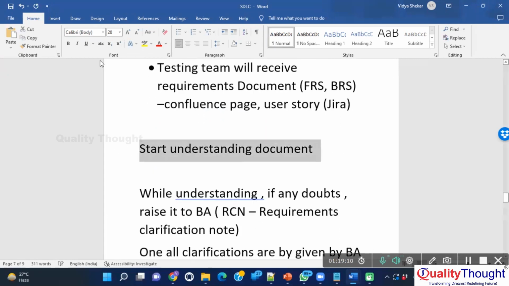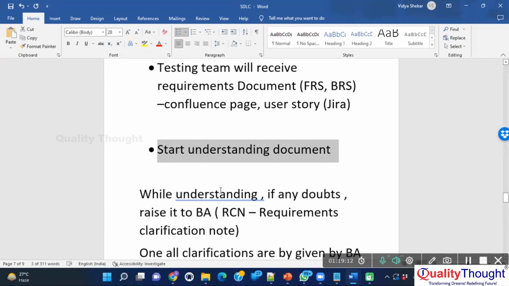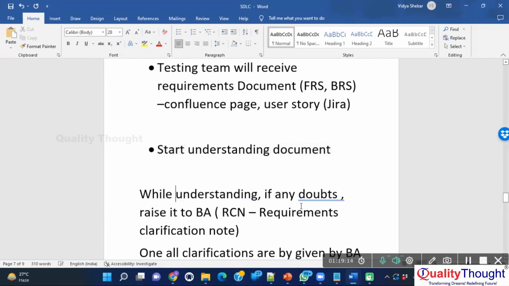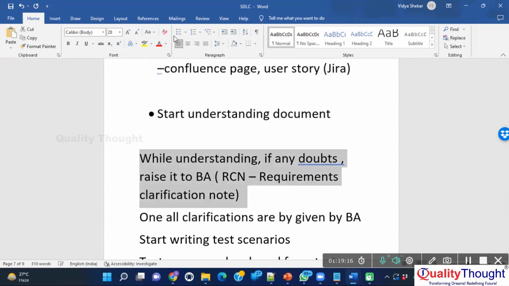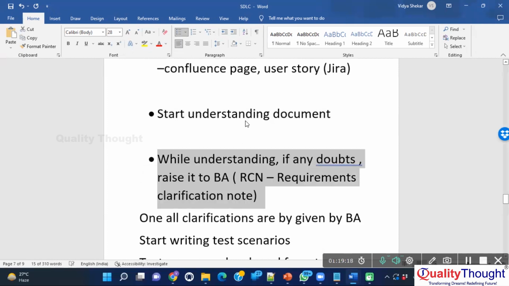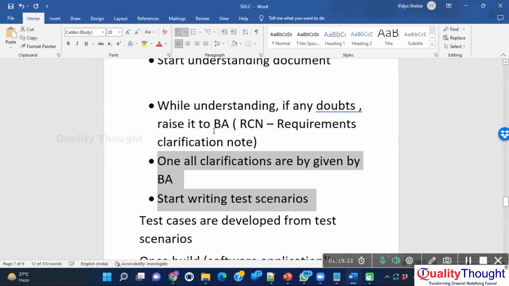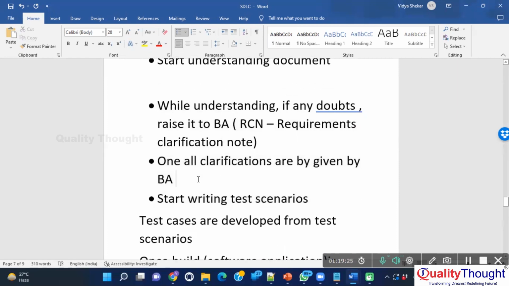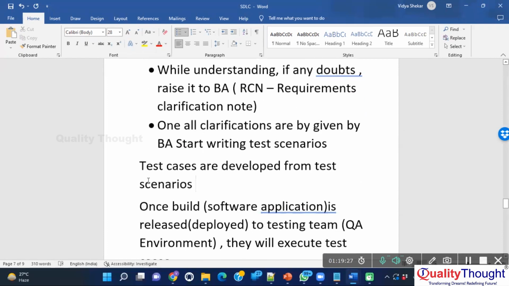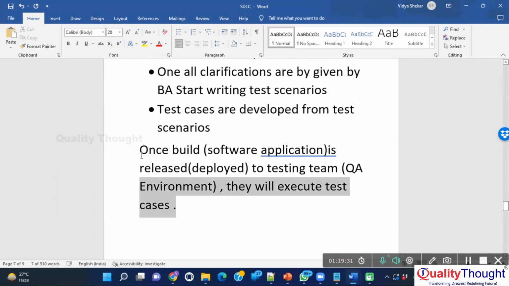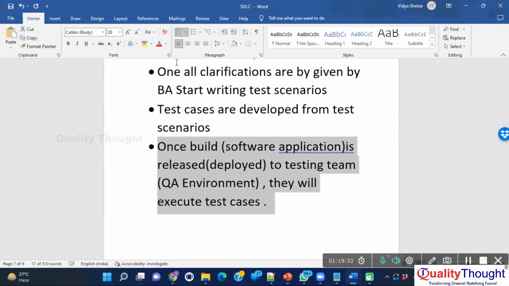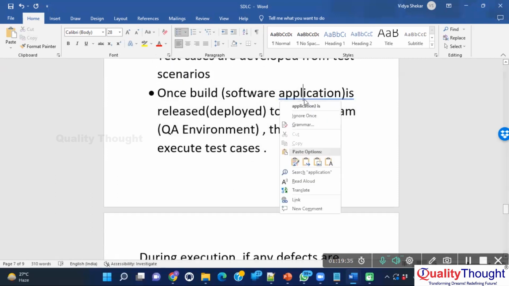Okay, next is understanding requirements. While understanding the requirements, if there are any doubts, they need to clarify with the BA. Once all the clarifications are done, they write the test scenarios, and then they write the test cases from the test scenarios. And once the build is deployed, they execute the test cases.